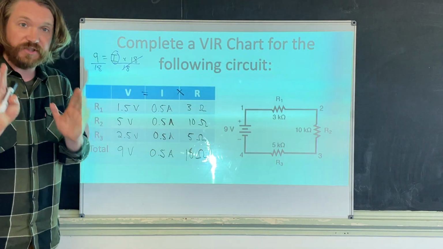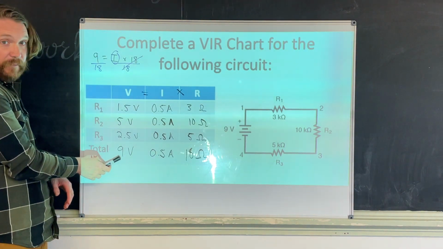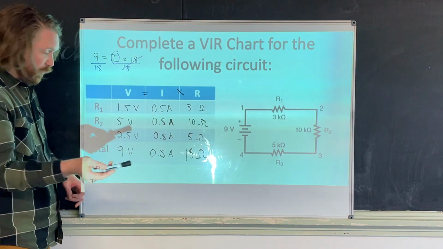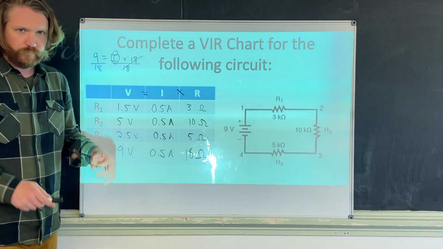Now you can always double check your work. Go down here, all the voltages have to add up to 9 volts. The first one's 1.5. 1.5 plus 5 is 6.5. 6.5 plus 2.5 is 9.